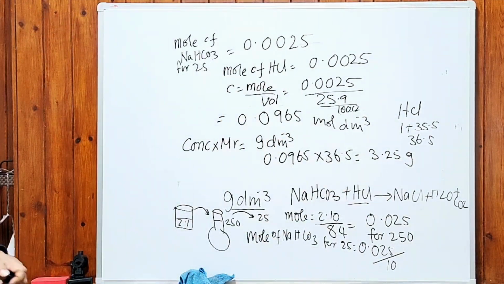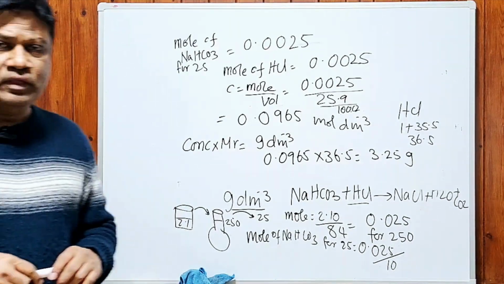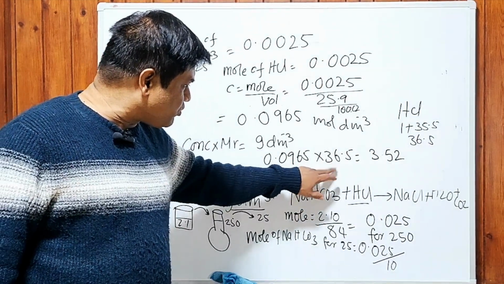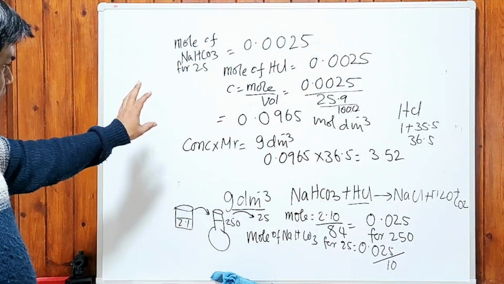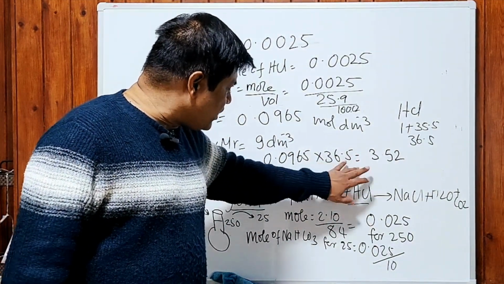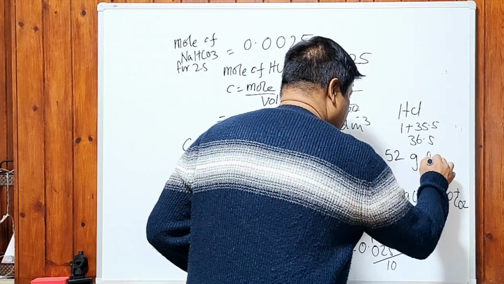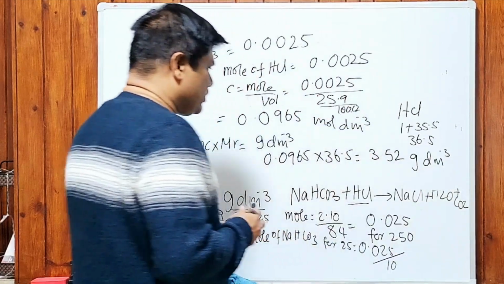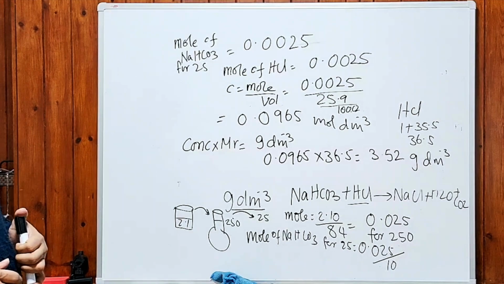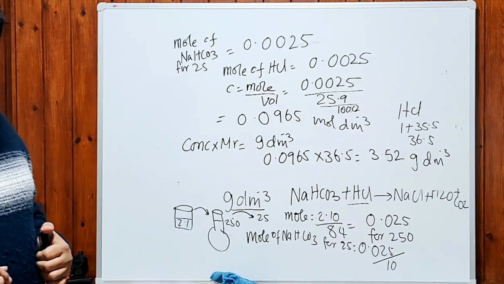Okay, that's quite a nice question. I want to stop here. Look at that, 0.0965 times 36.5. I've mistakenly written something. When you do that, the answer is 3.52 gram dm minus 3. So that's quite an interesting question. We can work out one more question.